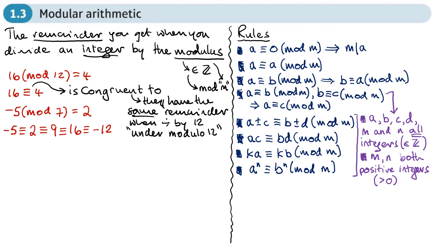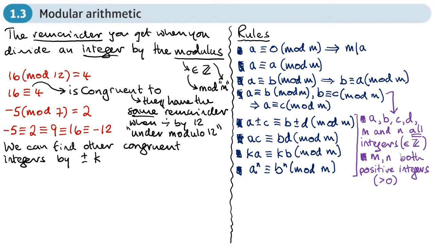So I'll just put here, we can find other congruent integers by adding or subtracting multiples, let's call that k, of m. So the k is just going to be multiples, and the m is going to be what our modulus is.